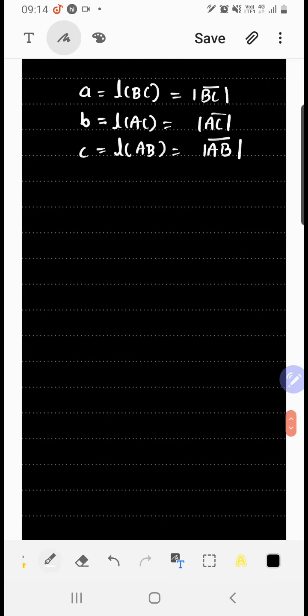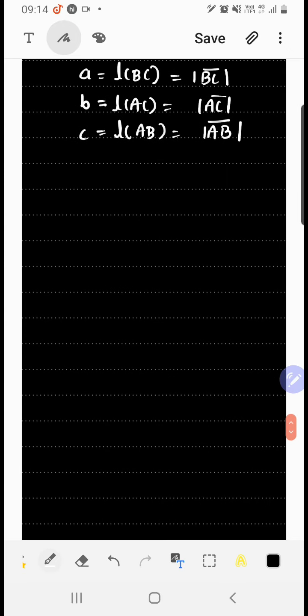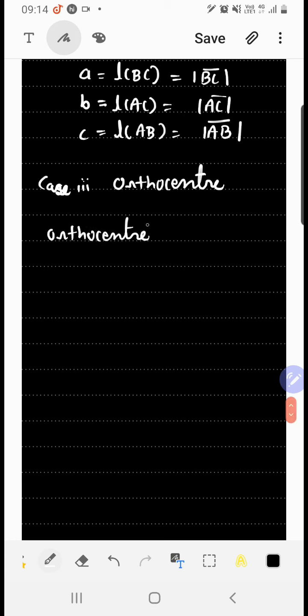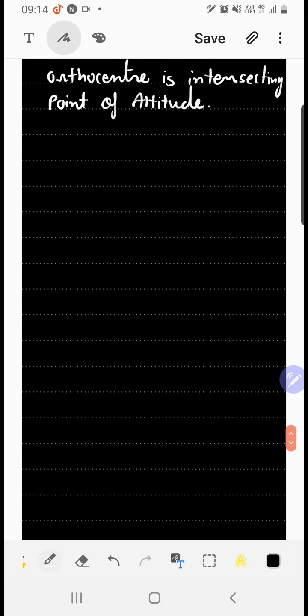Are you getting this? Now see, we are not having the formula of orthocentre and circumcentre in the syllabus, but just for the sake of reference, I am giving it. So case 3 is orthocentre. Now what is orthocentre? I repeat, orthocentre is the intersecting point of altitudes. So it is intersecting point of altitudes.